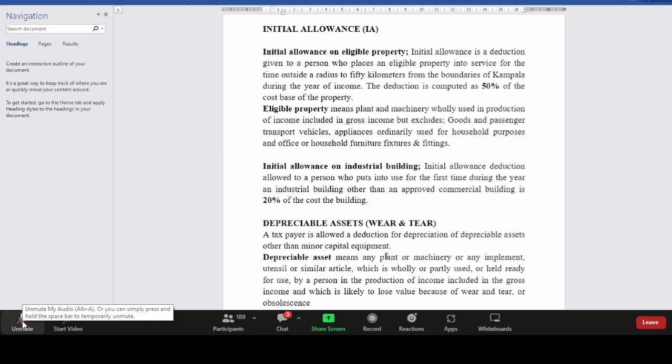We saw capital equipment are already allowable, so you don't include it again. Minor capital equipment, if they are less than 50 current pounds or 1 million, you are allowed that. We saw that. So it implies any depreciable asset is given wear and tear other than minor capital. Building is depreciable, but they are given their own, and we've seen how it is done.